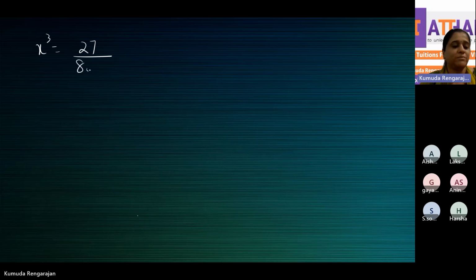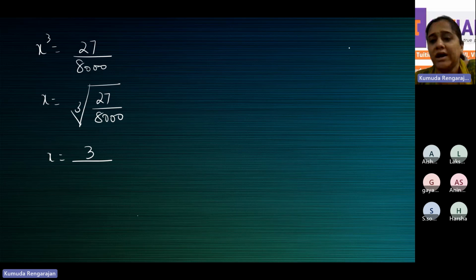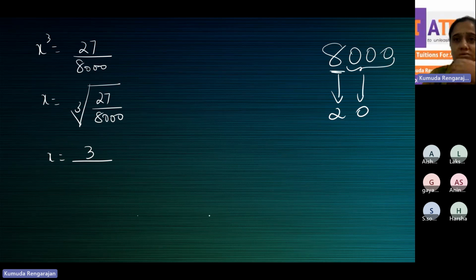What's the next step? x is equal to the cube root of 27 by 8000. So x is equal to, what's the cube root of 27? 3 divided by, what's the cube root of 8000? 8 is 2. And from 3 zeros, 1 zero, because it's cube root, not square root. For every 3 zeros, 1 zero comes out. So the cube root of 8000 is 20. So 3 by 20. x is equal to 3 by 20.